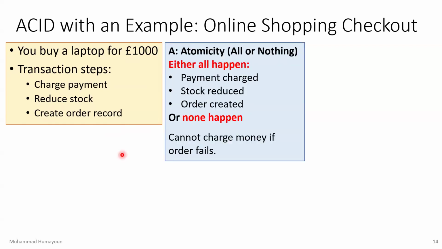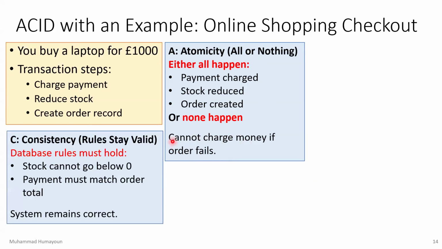So what is atomicity? Atomicity means all or nothing. Either all these steps should happen: payment charged, stock reduced, order created, or nothing happens. Imagine payment is charged from my card, stock is reduced, and then some network error happens, and the order could not be created. Now what should happen? We should roll back. Stock should be added back, and payment should be sent back to my card. So either everything happens or none happens. That is called atomicity, all or nothing. We should not charge money if the order fails.